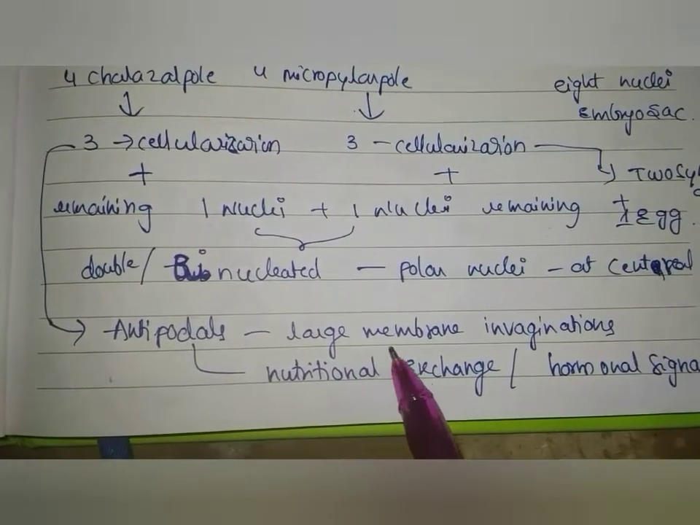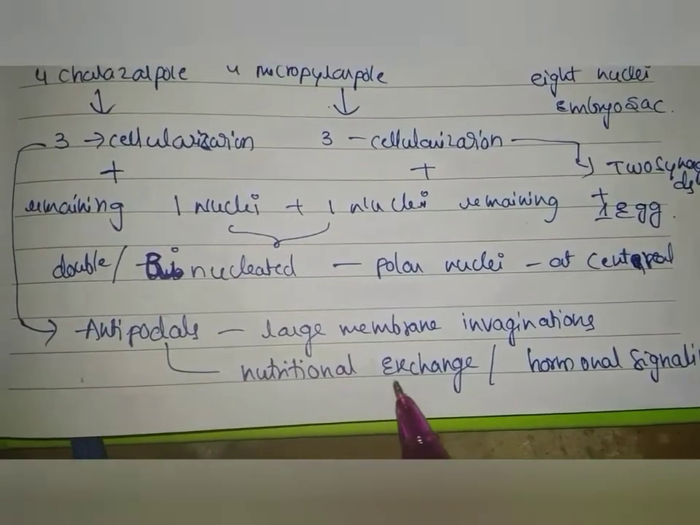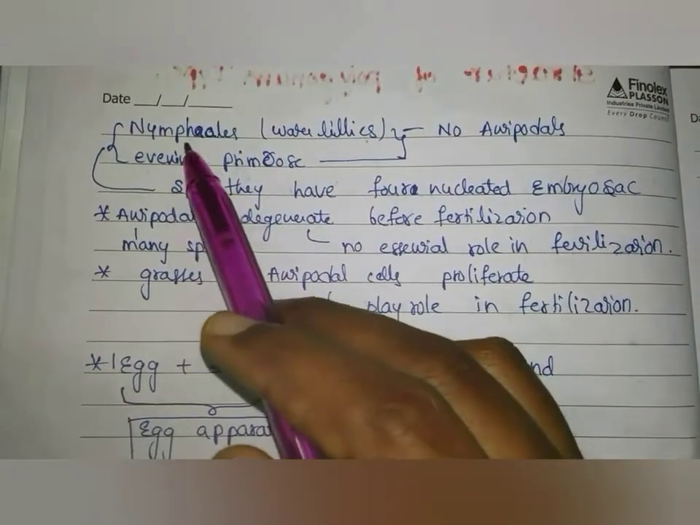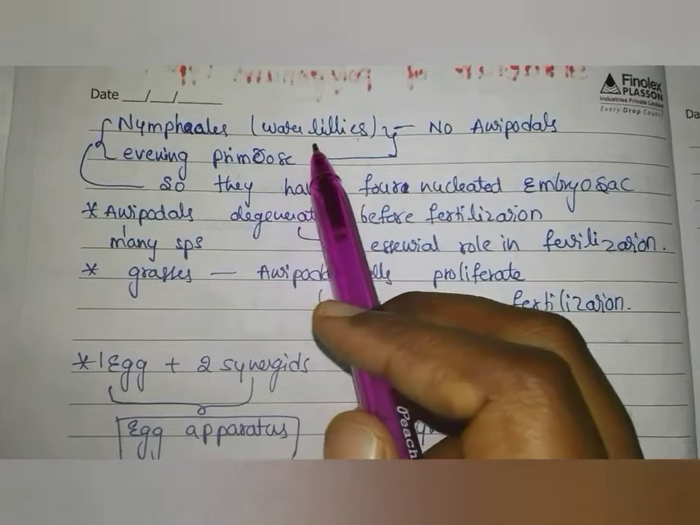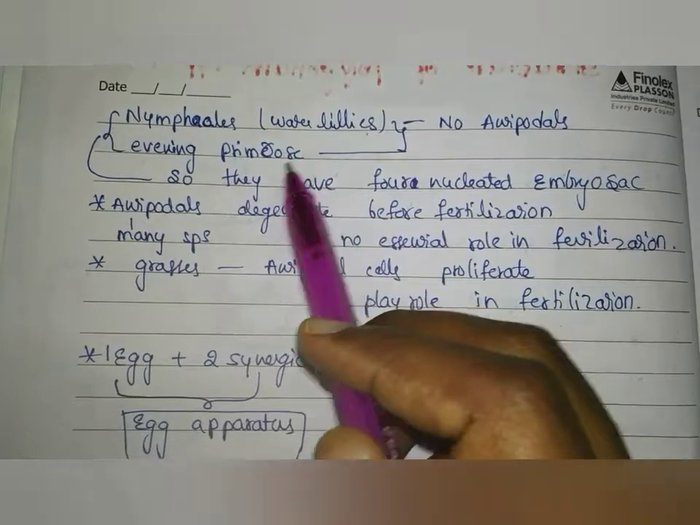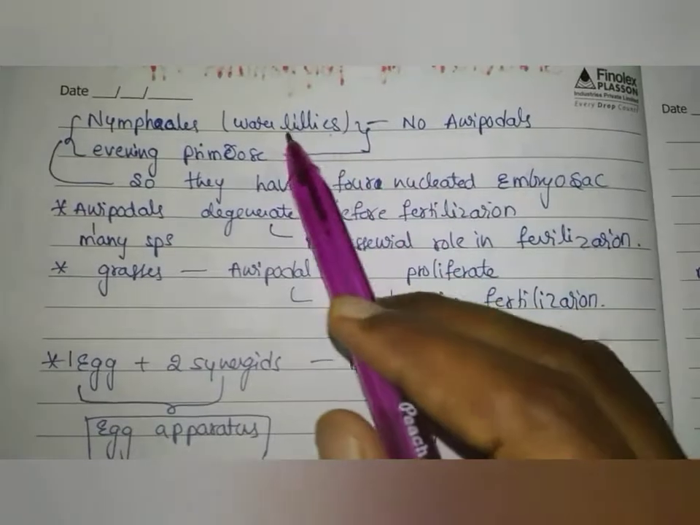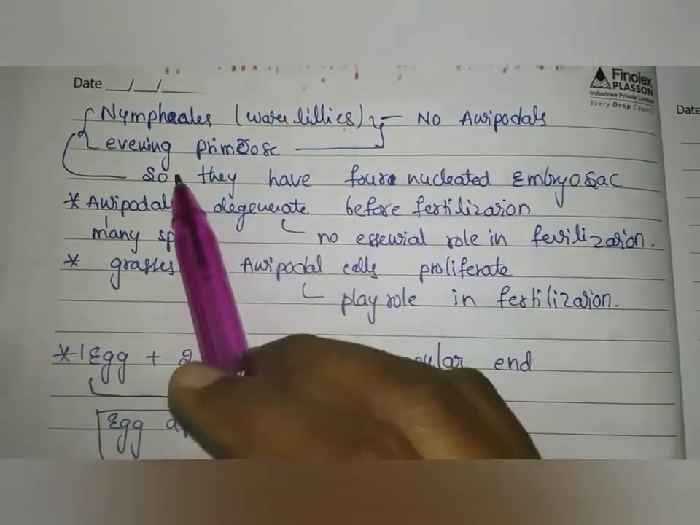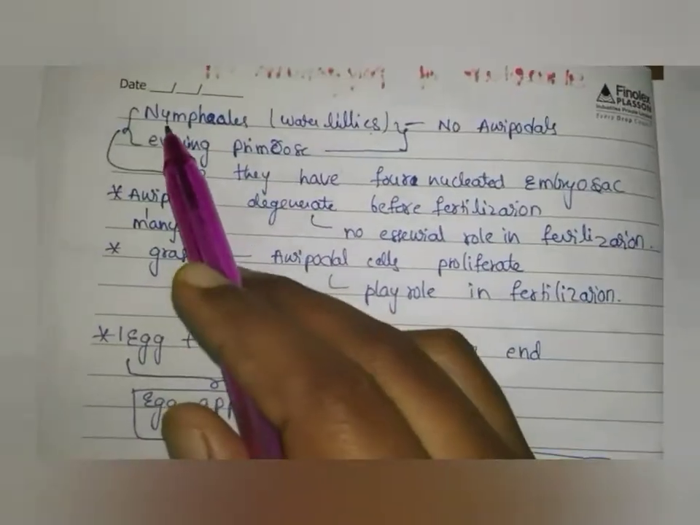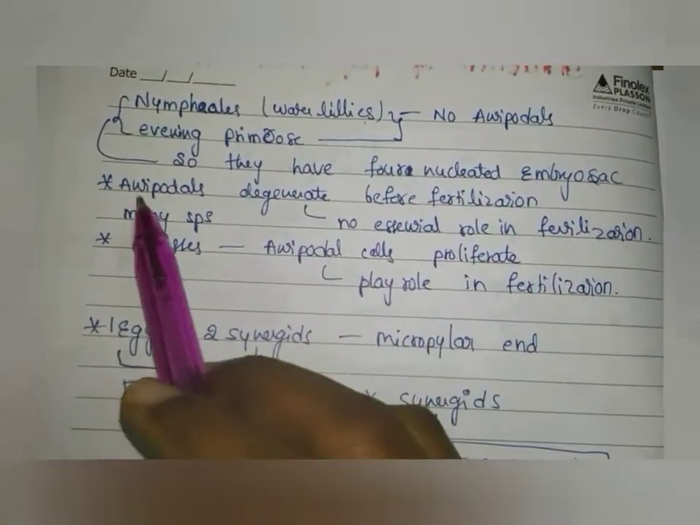Antipodals contain large membrane invaginations. The main functions of antipodals are nutritional exchange and hormonal signaling. Nymphaeales is a family which contains examples like water lilies, and evening primrose is another plant species. These two types of plants do not contain antipodals, that is, in these species antipodals are absent. So in these two types of plants, they contain a four-nucleated embryo sac.